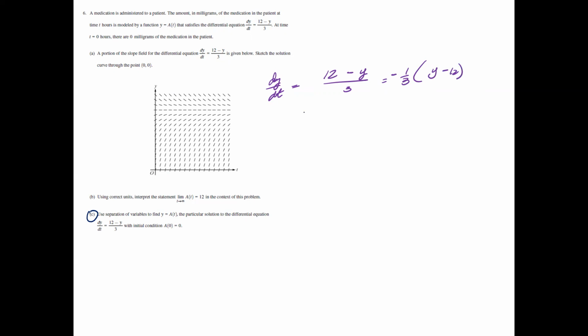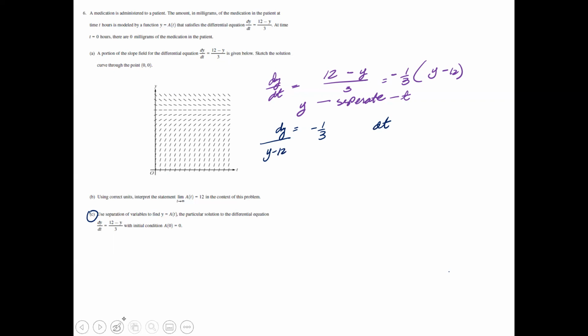And then what I want to do is I want to have the y's on one side and then the x or the t's on the other side. So I'm going to separate this, so I have y's on the one side and t's on the other side. In order to do that, I'm going to have dy equal to negative 1/3 times y minus 12, multiplied by dt over. And then I also want to get rid of the y minus 12, so I'm going to divide by y minus 12 on both sides. So that part is gone.